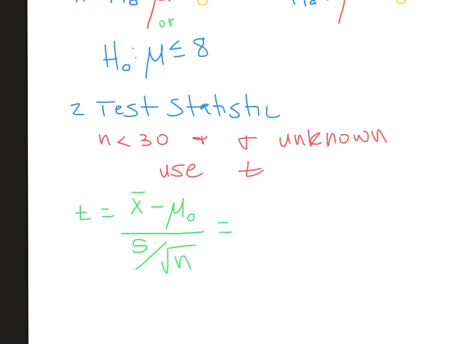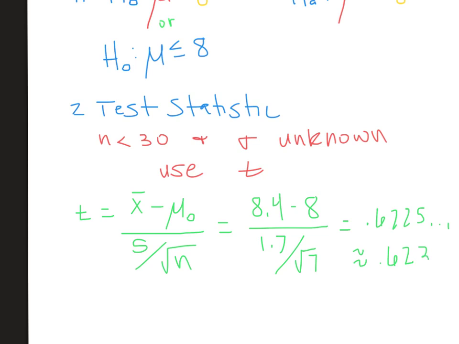If we plug those things in, we get 8.4 minus 8 over 1.7 divided by the square root of 7. Plugging that into the calculator, we get 0.6225, and it keeps going. And so we will round that to 3 decimal places and get 0.623. Okay, so that is our test statistic. That is our result for step 2.